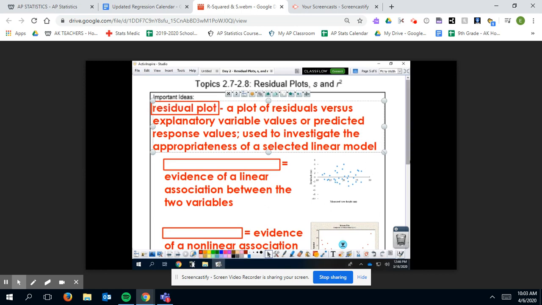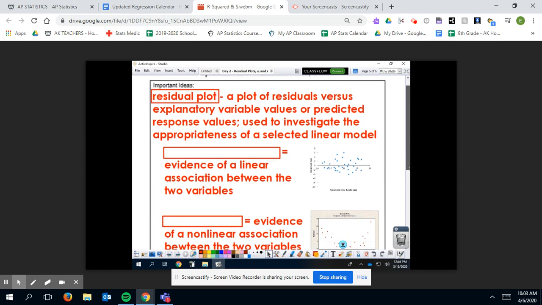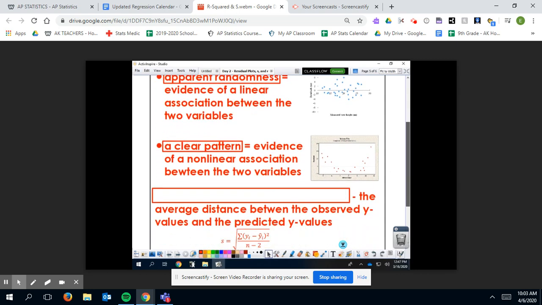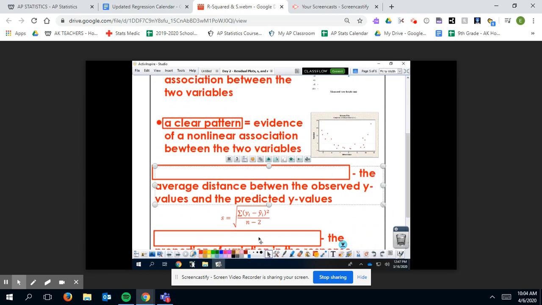Okay, residual plot is the plot where we have the explanatory value or predicted response versus the residuals. So we want to have no clear pattern or apparent randomness to show a linear association, and then we want a clear pattern if we don't have a linear association. So you can see that looks like a quadratic curve. In the second one, we have no linear association. In the first, we have a linear association. We actually saw that in the warm-up with the coronavirus stats. It's clearly not linear, so we had a really big pattern in our residual plot.